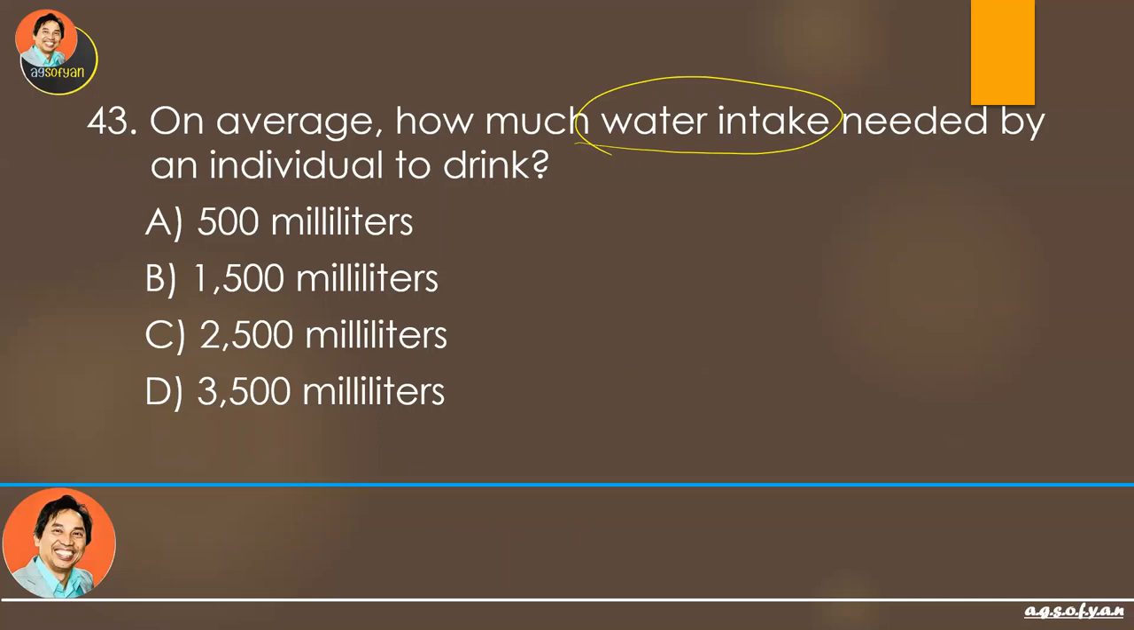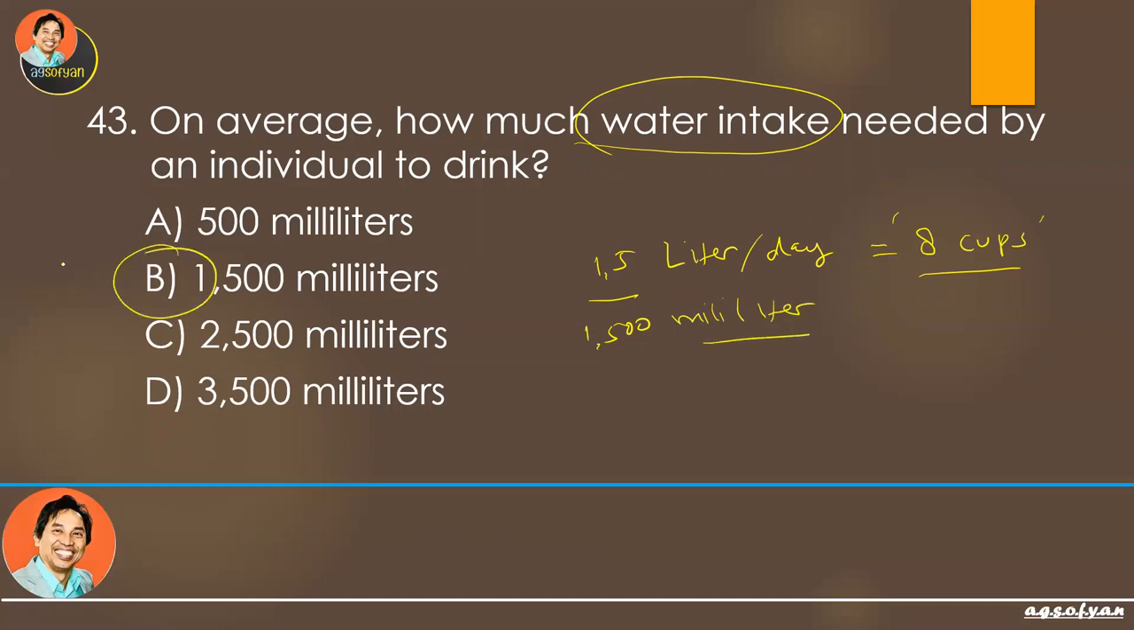500 milliliters, 1500, 2500, or 3500. So we need about 1.5 liters per day. It's about maybe 8 cups of water per day. So 1.5 liters is equal to 1500 milliliters. Okay, so this should be the answer. This is what we need to intake per day, about 1500 milliliters or 1.5 liters per day.